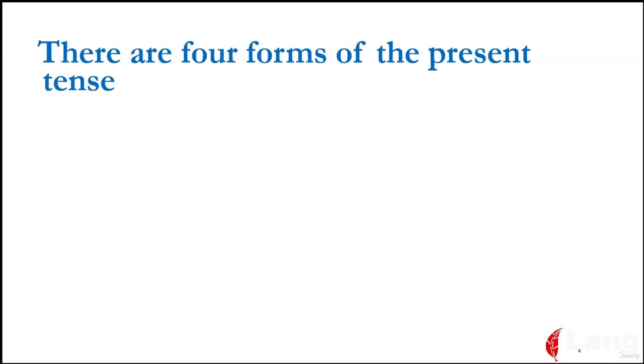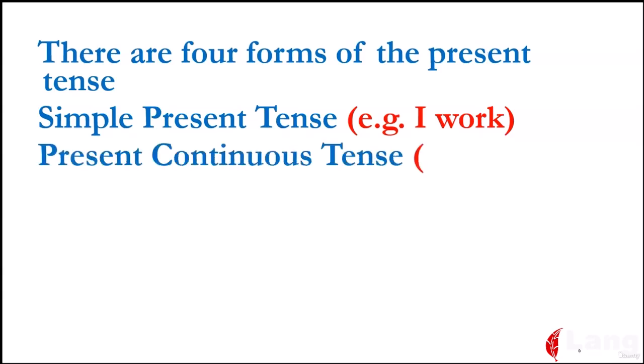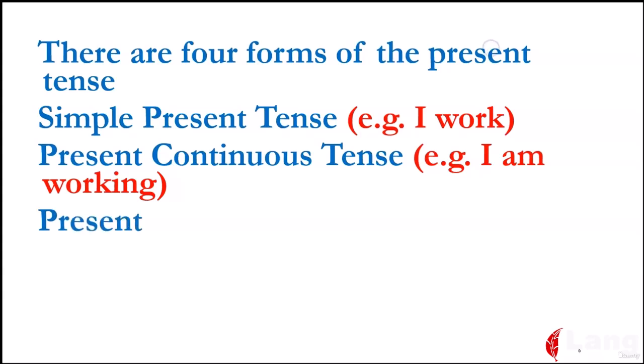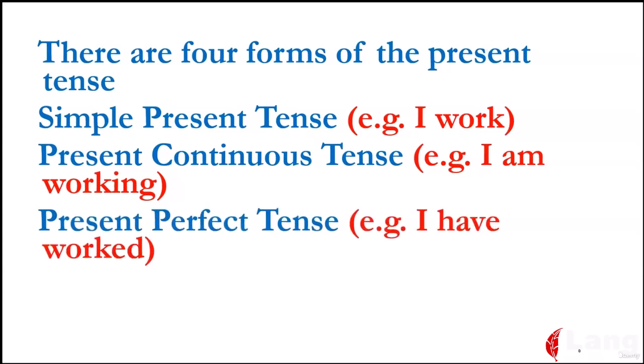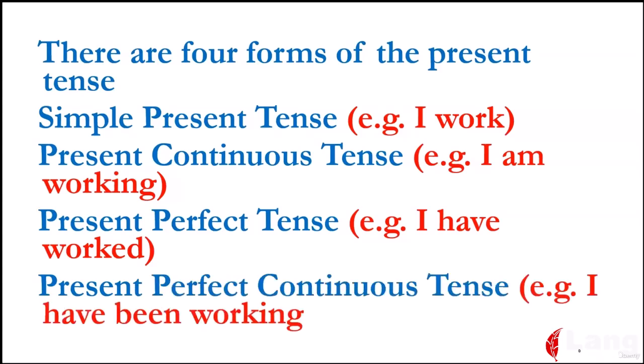There are four forms of the present tense. Simple present tense, for example, I work. Present continuous tense, for example, I am working. Present perfect tense, for example, I have worked. Present perfect continuous tense, for example, I have been working.